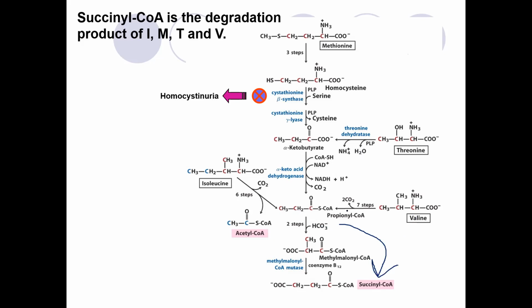Valine also gets converted to propionyl coenzyme A. So does isoleucine, but another part of isoleucine is going to be converted into acetyl coenzyme A, which you can see right here. And then mutations, as we saw in cystathionine beta synthase, cause homocystinuria.